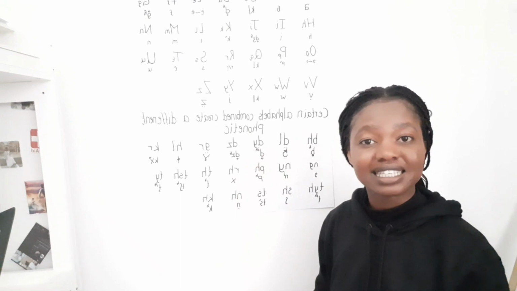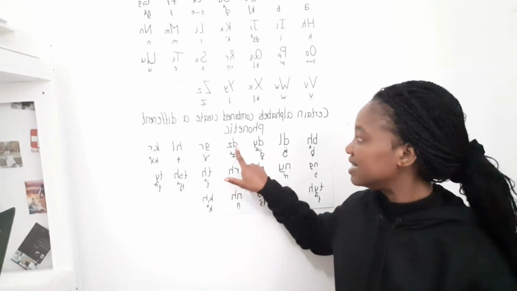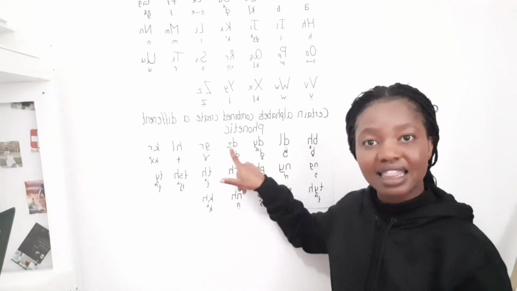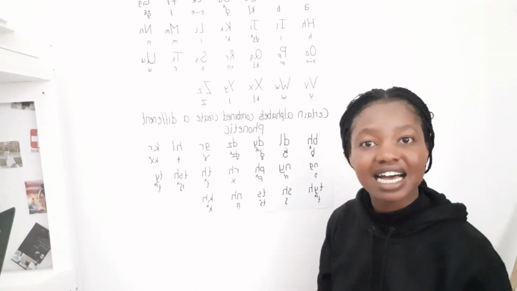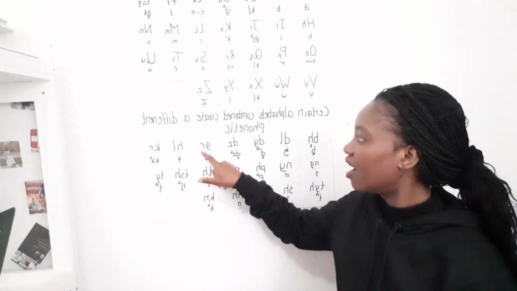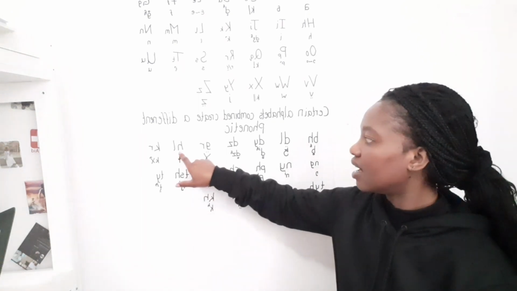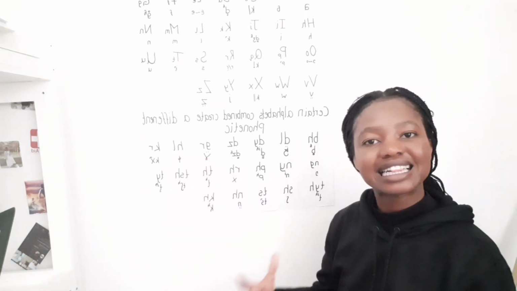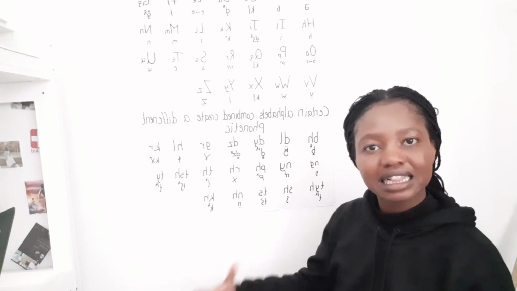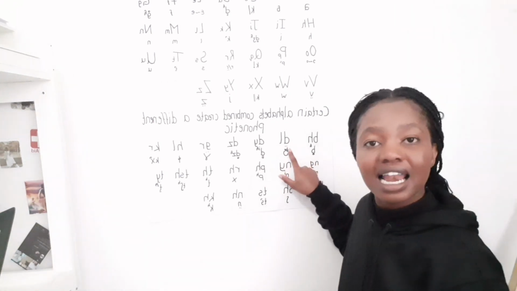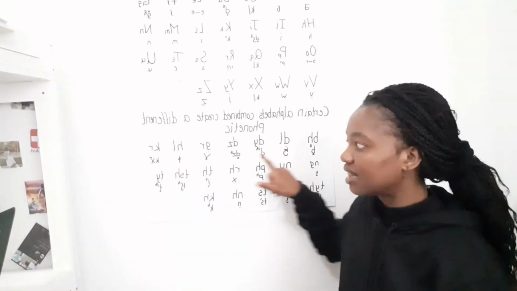DY. G, G, G. DZ. D and the Z is pronounced Z. Then we have the GR. Grr, grr. And then we have the HL. Lala, sala.